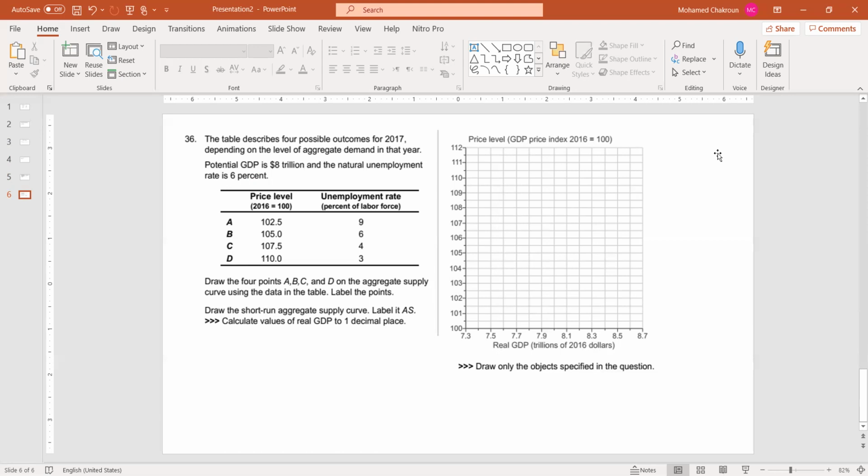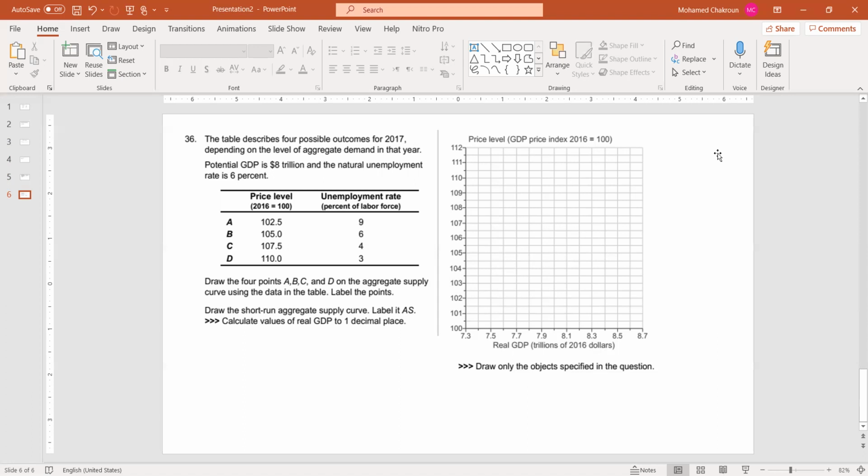But in order to draw the aggregate supply curve, remember that the aggregate supply curve describes the relationship between real GDP and the price level. But we don't have the real GDP here. We only have the potential GDP, and the potential GDP is equal to 8 trillion. It's a vertical line. But we are requested to find the aggregate supply curve, starting from this information. So we will follow the last exercise, the last question.